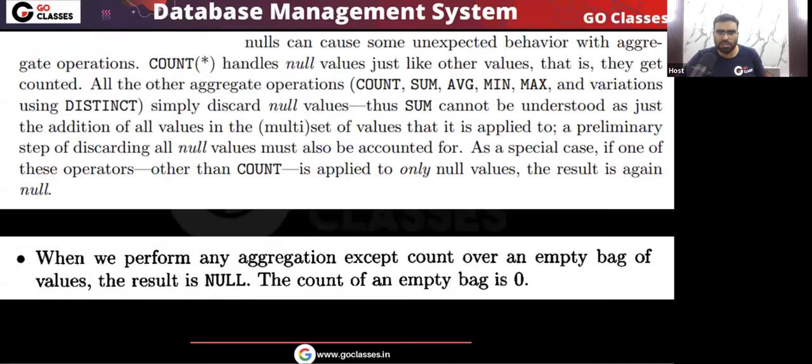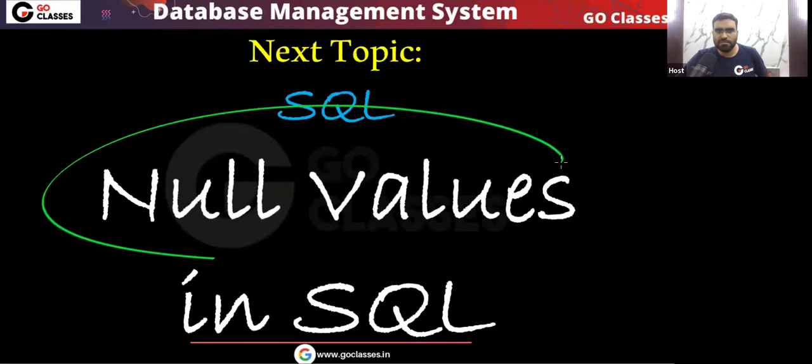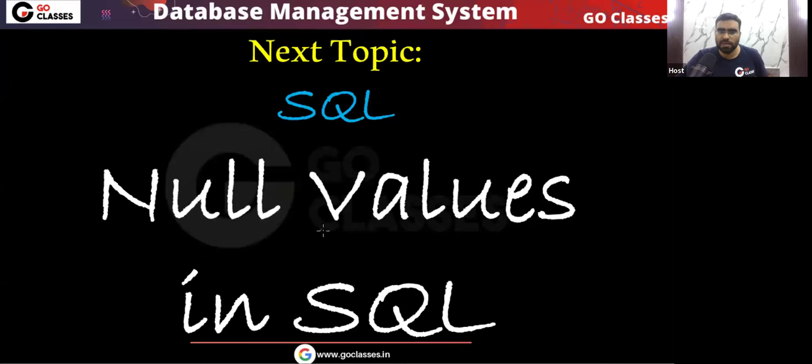We have seen all these points. You can check it out. Now let's move on. Now let's see null values in SQL. So far we have seen aggregate operations, or I can say aggregate functions, in case of null values. Okay, everything is clear. Let me know. I have taken all the variations related to aggregate functions. Now let's see how to handle null values in SQL.